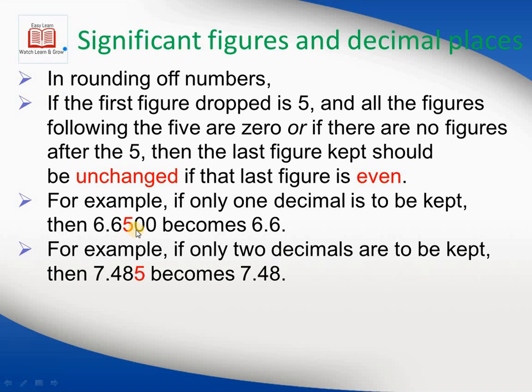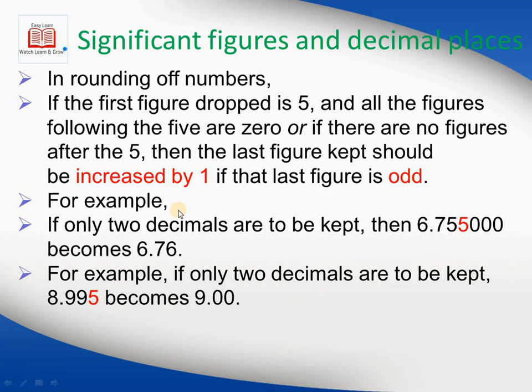The rule is this: if the next digits are 0 or there is no digit after the 5, then we have to see whether the previous digit is even or odd. If this is even, we are not going to change the previous digit. For example, 6.65, if you are going to round this off up to one decimal place, then we write this as 6.6, because the next digit is 5 and all the digits after 5 are 0 and the previous is even, so we do not change this. For example, if only two decimals are to be kept, then 7.485 becomes 7.48, because you can see that there is nothing after this 5 and the previous is even, so we are not going to change this.